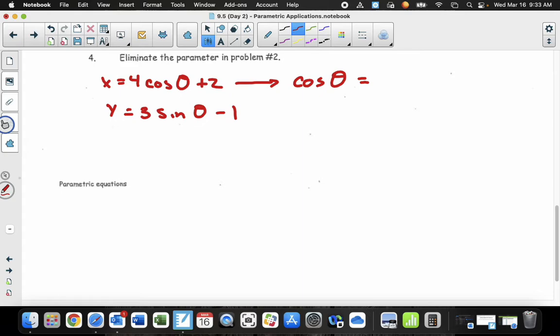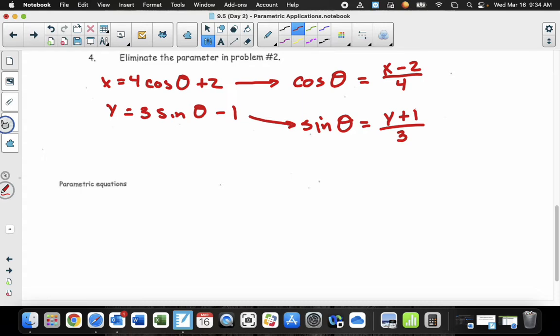If I get the cosine of theta by itself, subtract the 2 over, and then divide both sides by 4, I end up with (x minus 2) over 4. That's what cosine theta equals, just solving the top equation. If you do the same thing for the bottom equation, if we solve for sine, add the 1 over, divide by 3. Okay, so the sine of theta is (y plus 1) over 3.